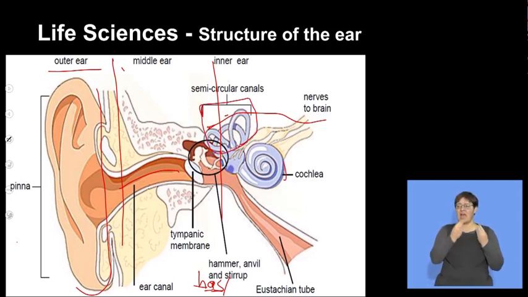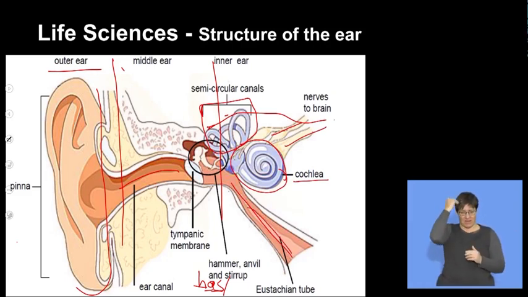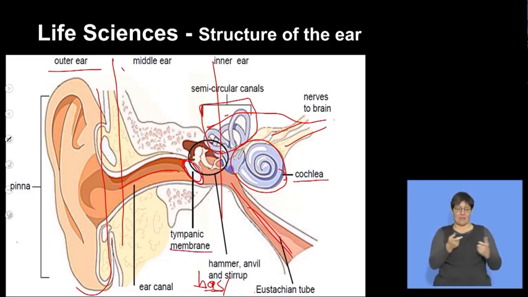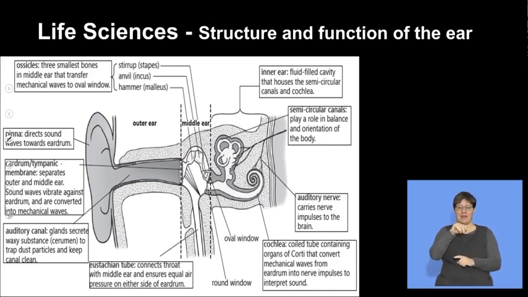And then we've got this one that looks like a snail, which is the cochlea, and then this nerve that goes into the brain. And then we've got this bottom part that we call the eustachian tube. Then we've got this part that divides the outer ear and the middle ear, which is the tympanic membrane. Now we're going to look at the function of each and every part of these structures of the ear.